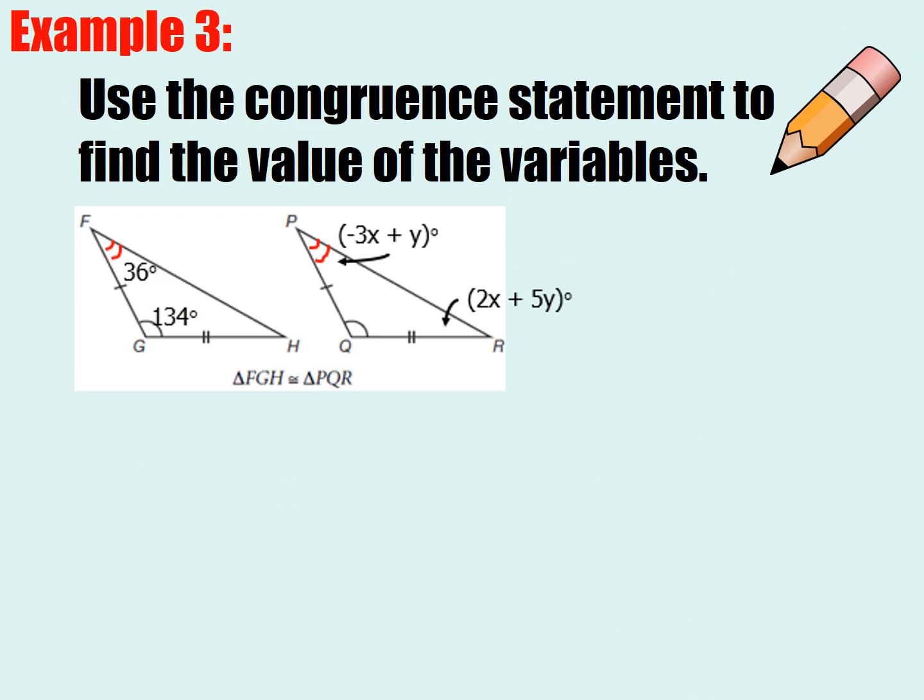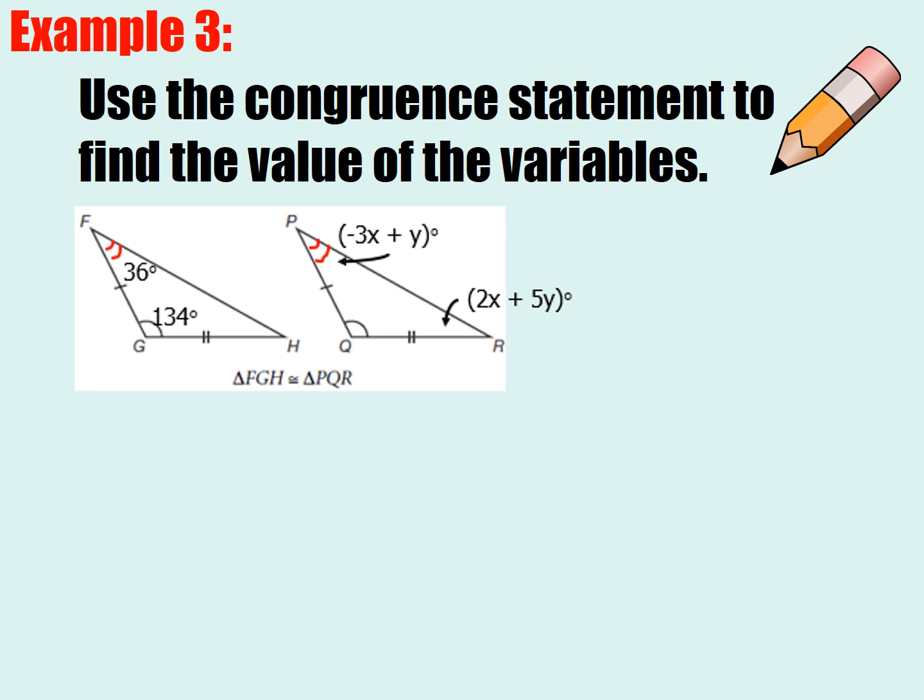So our last example here is to use the congruent statement to find the value of multiple variables. We have an x and a y, so we'll need to set up 2 equations, and yes, this will be a system of equations that we need to solve for both variables. So just like in our last example, we're going to identify which angles are corresponding to each other so that we can set up equations.